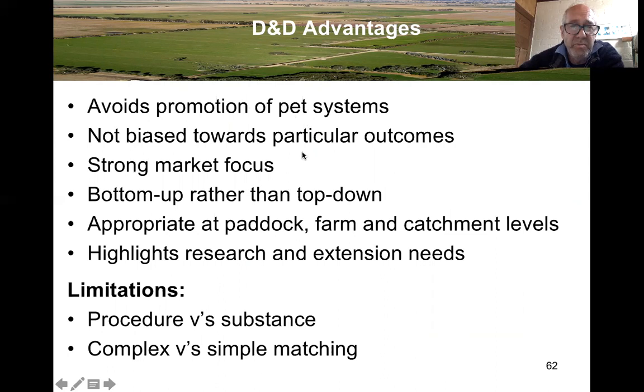It's not biased towards particular outcomes, and it should have a strong market focus because you're looking at what the consumer wants, what the market wants in terms of wood products, quality, species, flower types, carbon prices, and all that sort of stuff. And it should be appropriate to the paddock, farm, and the catchment that you're actually dealing with. It'll pop out questions.